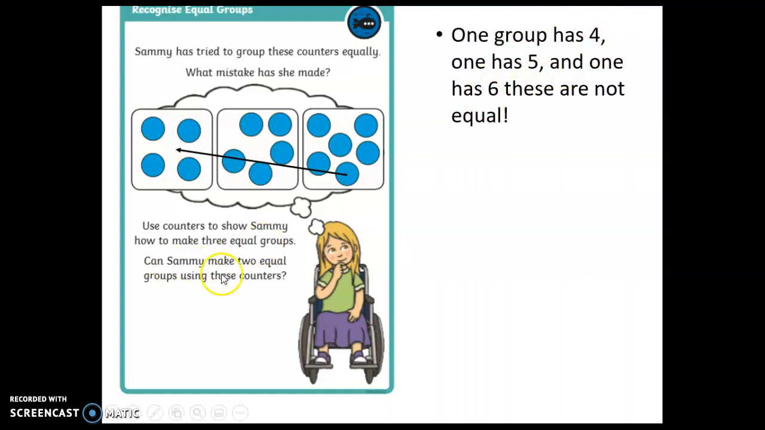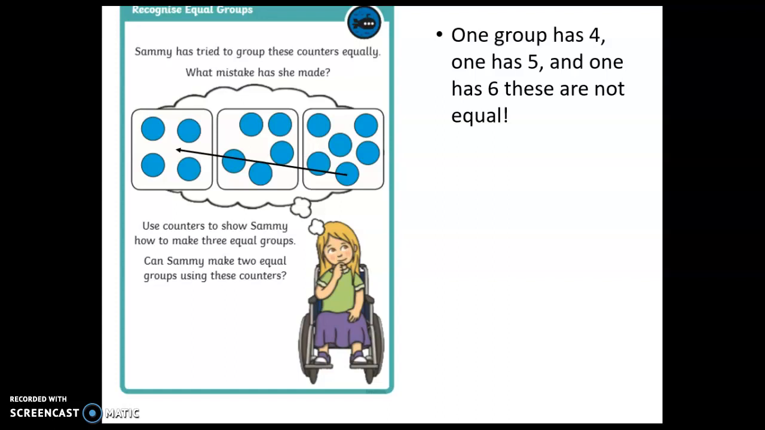The next question says, can Sammy make 2 equal groups using these counters? Now, this is a 2-step question because it's asking you to see if you can make 2 equal groups. The first thing you need to do is find out the total. If I've got 5 plus 5 plus 5, I can skip count 5, 10, 15. If I've got 15, this is when I can try and sort it into 2 equal groups.